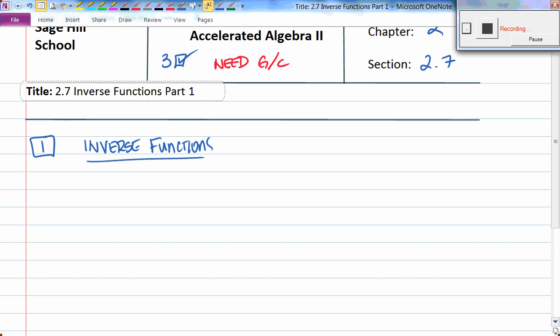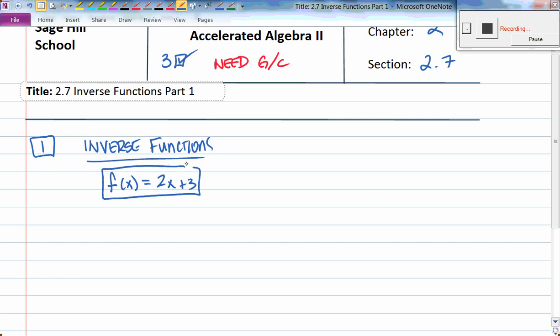I'm going to number them now. So let's begin talking about inverse functions for this last part of chapter 2. I'm going to give you a generic old function, and it's going to be 2x plus 3. So we're going to call this f of x, okay?